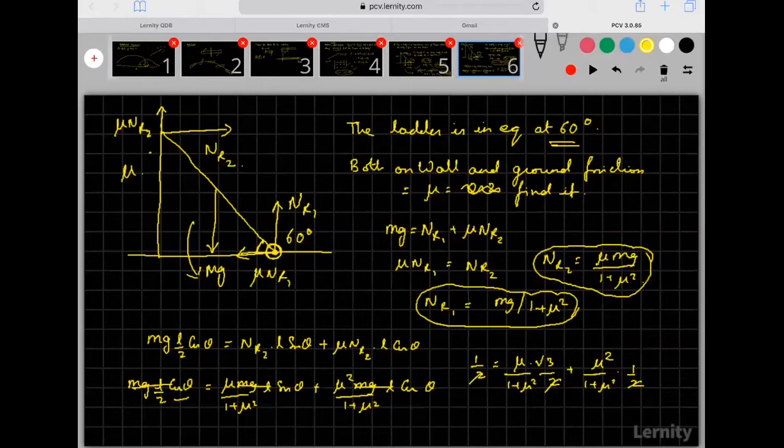So you will get, just take it to the other side, 1 plus mu squared is equal to root 3 mu plus mu squared. So the mu squared gets cancelled and you will get mu is equal to 1 by root 3. So this is the way you will have to go ahead with it. I hope you are able to understand. You can make some notes and we'll change.